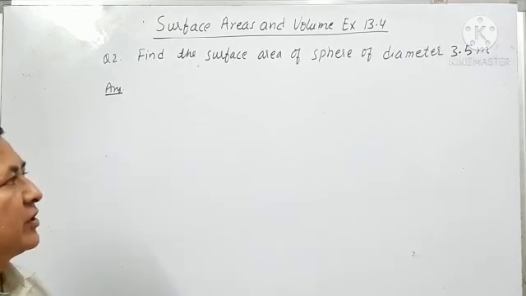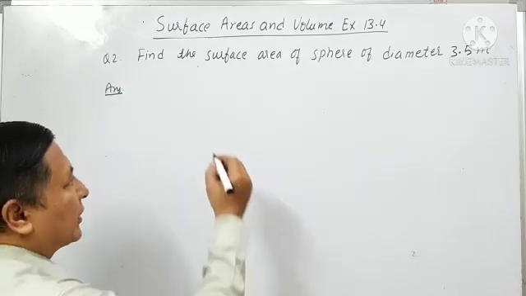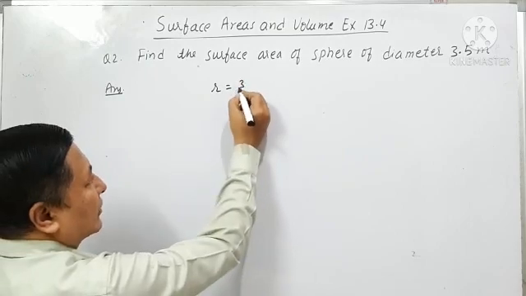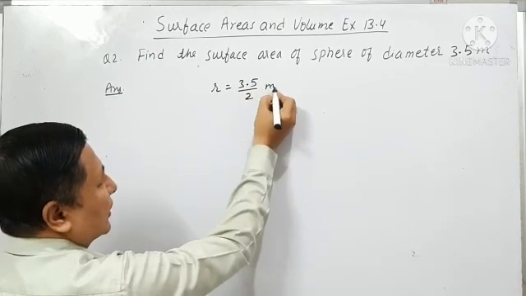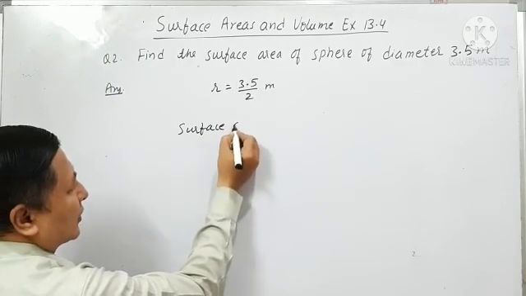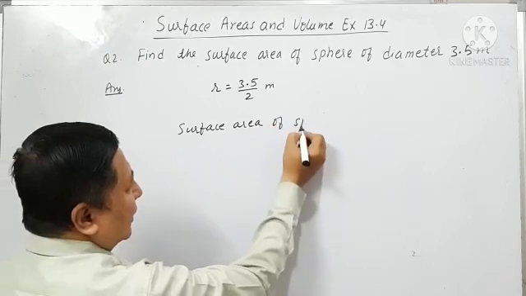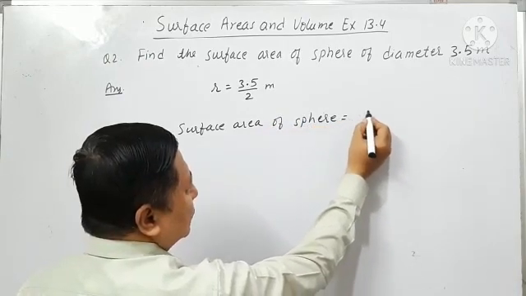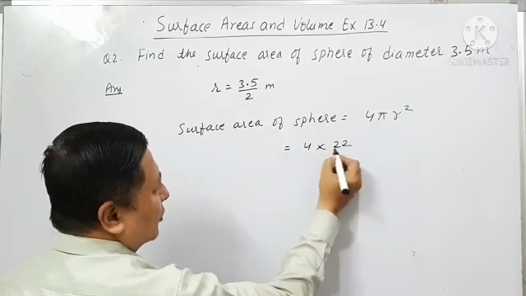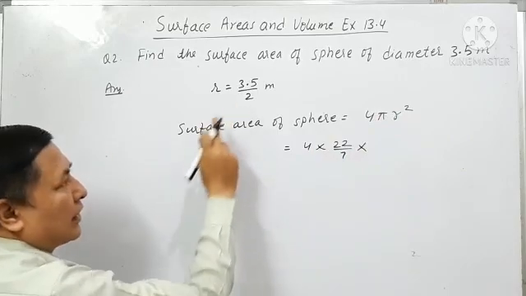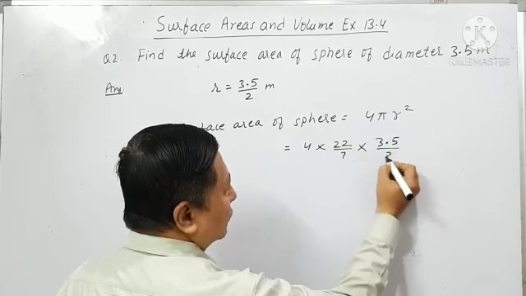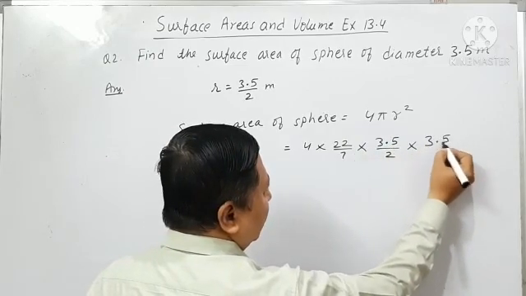Now let us solve question number 2. Find the surface area of a sphere of diameter 3.5 meter. Here the diameter is given as 3.5 meter, so the radius will become 3.5 upon 2 meter, and we have to find the surface area of the sphere. So surface area of sphere equals 4 pi r square. So 4 into 22 upon 7 into r, r is 3.5 upon 2, 3.5 upon 2 into 3.5 upon 2.